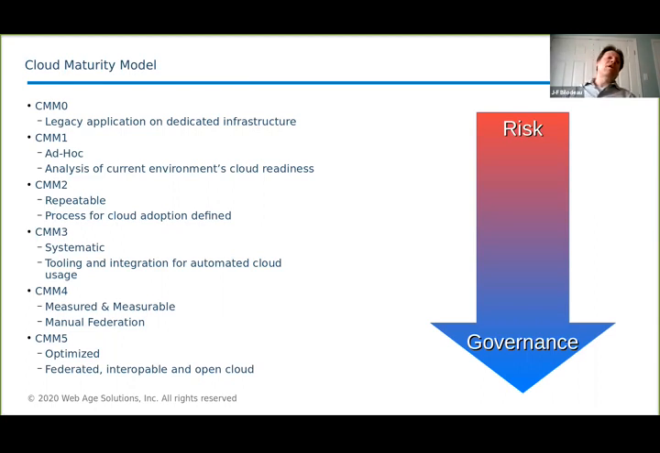And this is where I want to get to a point where things are measured and measurable. So getting into an idea as to not just what we are doing, but how well we are doing those things. We're also getting into manual federation over here. What we mean by federation is getting, in this case, two or more clouds and our infrastructure to talk to one another as necessary. And what we want to strive for over here is, of course, CMM 5, where we want to optimize our processes.